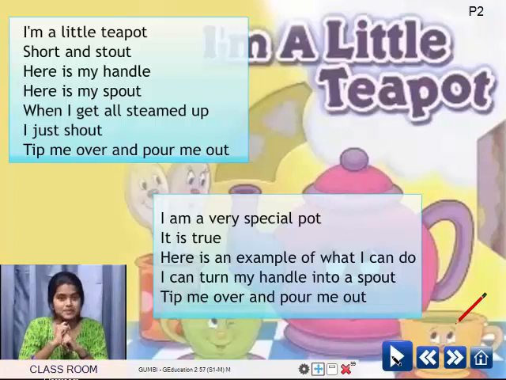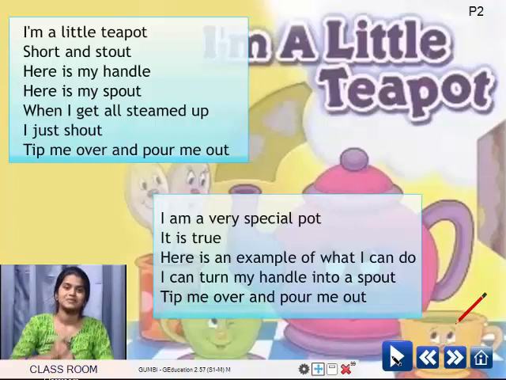Now second stanza, okay? I'm a very special pot. Yes, it's true. Here is an example of what I can do. I can turn my handle into a spout. Tip me over and pour me out.